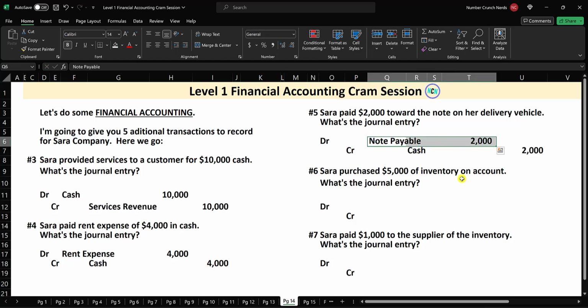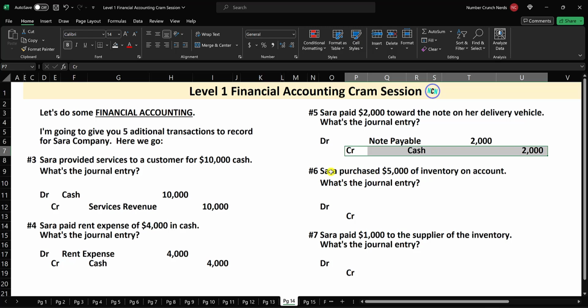How do liabilities increase? They increase with credits. So how do they decrease? They decrease with a debit. Liabilities decrease with a debit. This is the decrease of her note, the decrease of the money she owes, the decrease of her liability. Liabilities decrease with a debit. This is the asset. Asset decreases with a credit.